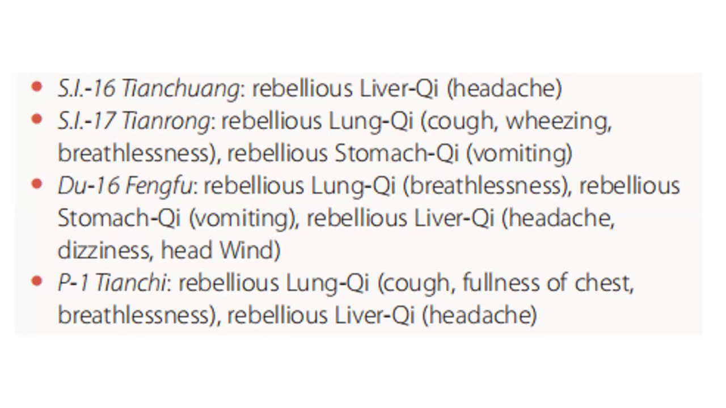SI17: rebellious lung qi, cough, wheezing, breathlessness; rebellious stomach qi, vomiting. Du 16: rebellious lung qi, breathlessness; rebellious stomach qi, vomiting; rebellious liver qi, headache, dizziness, head wind. PC1: rebellious lung qi, cough, fullness of chest, breathlessness; rebellious liver qi, headache.